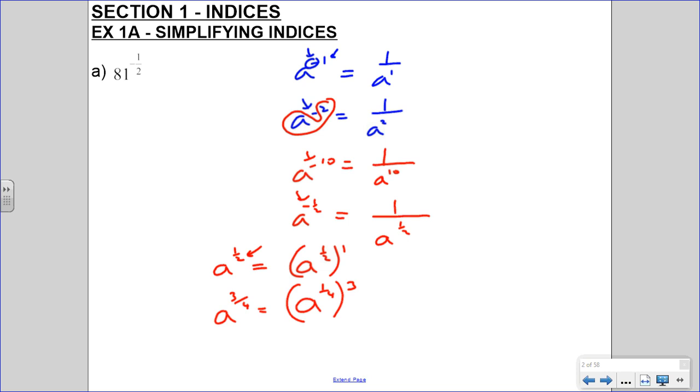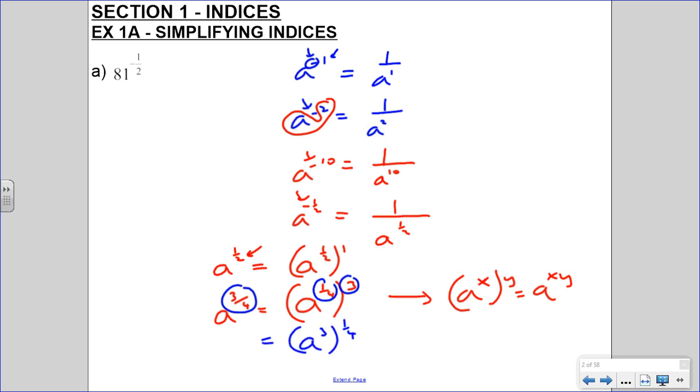This is because of our index law. When we have a to the x all to the power of y, we multiply the indices together. So 1 over 4 times 3 creates 3 over 4. So you can separate it, and the roots are interchangeable. This is the same as a cubed to the power of a quarter. Sometimes you need to decide which order is the easiest or most convenient for you to solve problems.